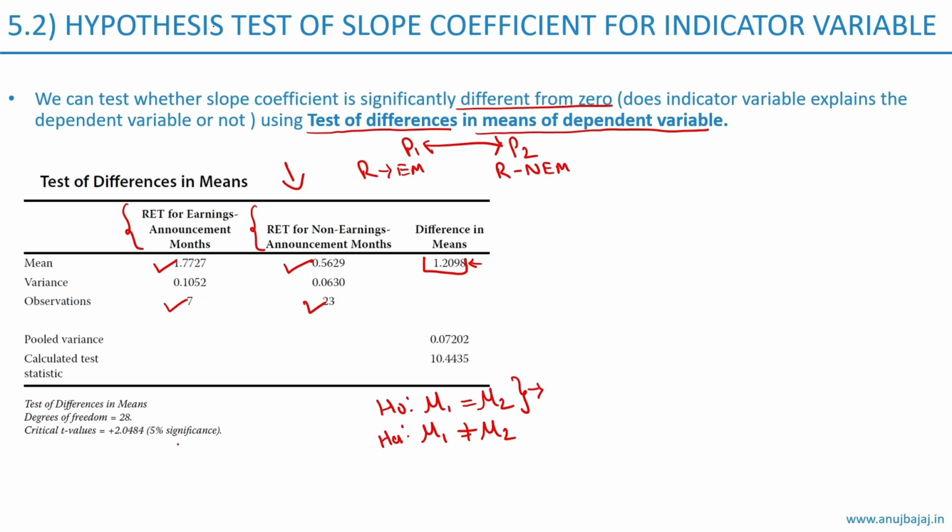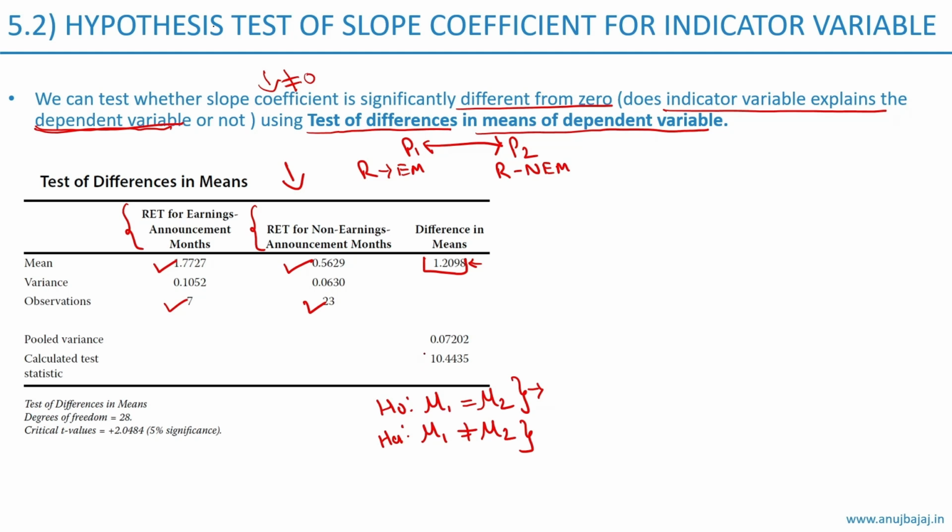Accepting the null hypothesis indicates that the stock return is not influenced by whether the earnings announcement is made or not, which implies that the indicator variable does not explain the dependent variable. There is no significant relationship between them, and hence the slope coefficient should be equal to 0. But if we accept the alternative hypothesis, it implies that the indicator variable does a good job of explaining the dependent variable, and the population slope coefficient should be different than 0.